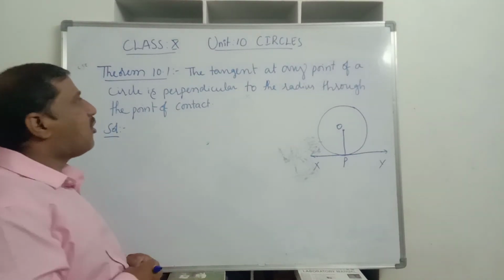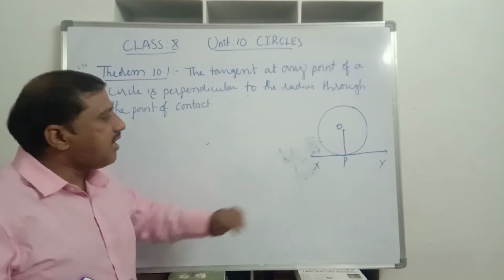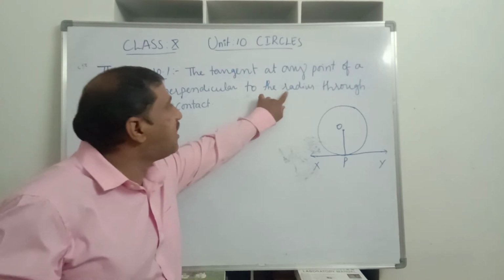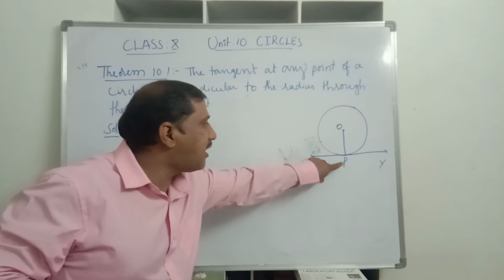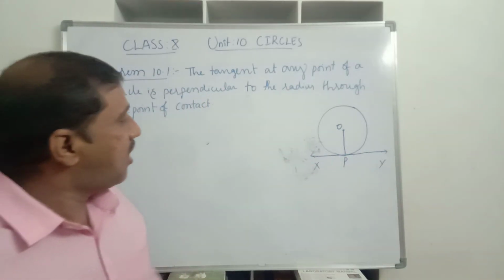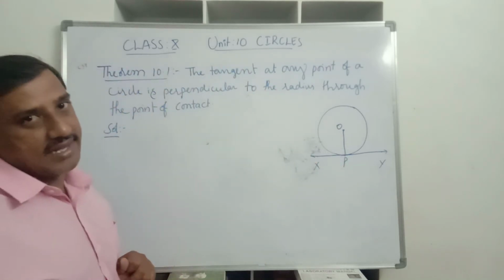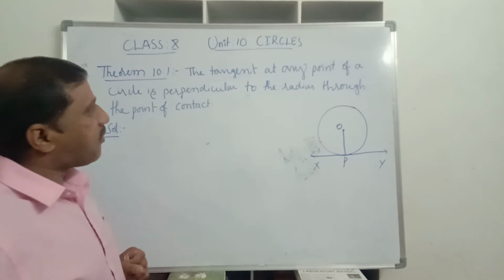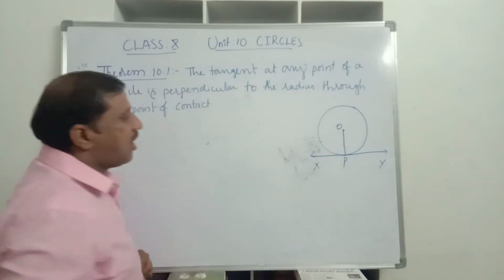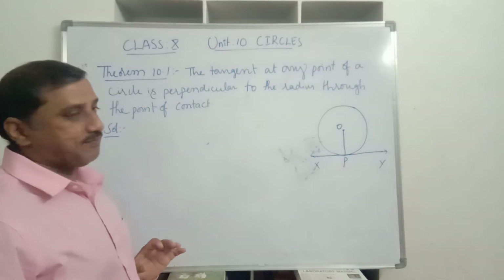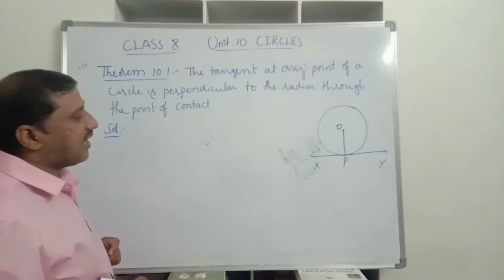Now, theorem 10.1. The tangent at any point of a circle is perpendicular to the radius. So this is a point P on the circle, and through this point P we have drawn a tangent XY. Now at this point, the tangent XY is perpendicular to the radius at the point of contact. That means we need to prove here that OP is perpendicular to XY at point P.